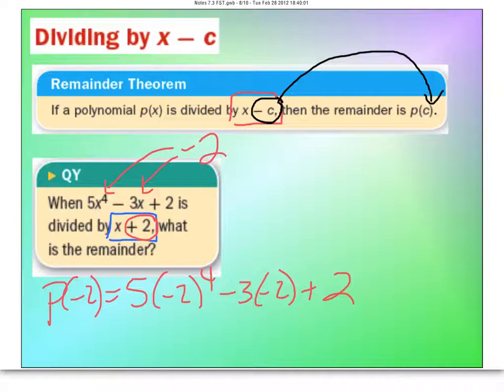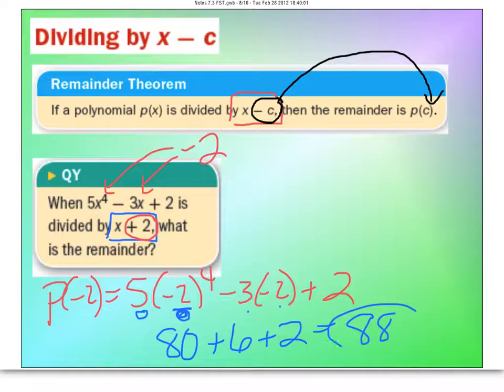Now be careful on your simplification. Negative 2 to the fourth power is going to be negative 2 times negative 2, which is 4, times a negative 2, which is negative 8, times a negative 2 is positive 16. So positive 16 times a 5 is going to be 80. The negative 3 times negative 2 is plus 6, and then plus 2. When you add these together, it's going to say the remainder, if you were to do the long division, will end up being the number 88.